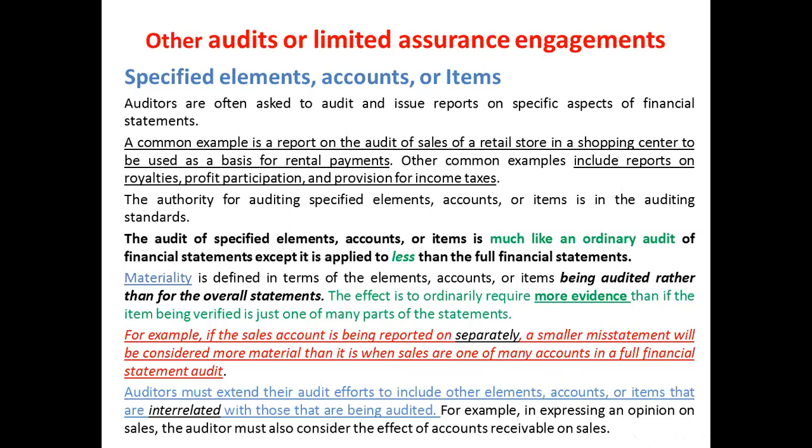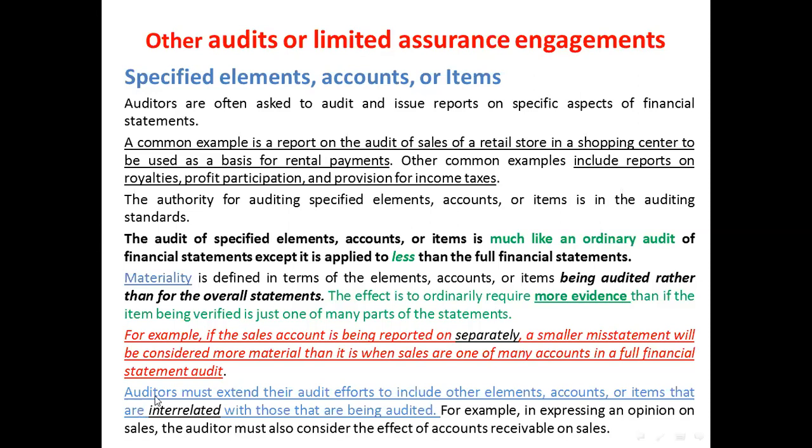So the small misstatement would be considered a material amount. Of course, this is rather than if I am auditing sales within or through conducting the audit of financial statements. So sales is considered one of the items in the financial statements. If sales alone is audited as a specified item, the auditor here will consider a smaller misstatement as a material amount.